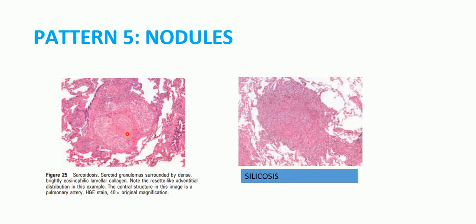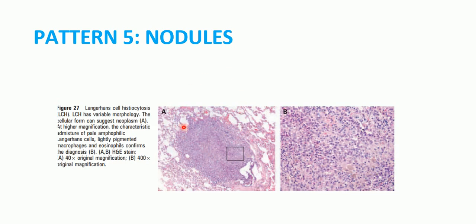Again, these are sarcoid granulomas surrounded by a dense collagen which is brightly eosinophilic. And this is a case of silicosis, again showing nodular appearance on the lung biopsy. Then there's an LCH nodule, or nodular LCH, showing these histiocytes which are Langerhans positive along with eosinophils, which clinches the diagnosis.